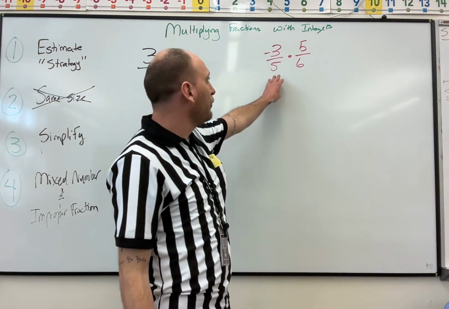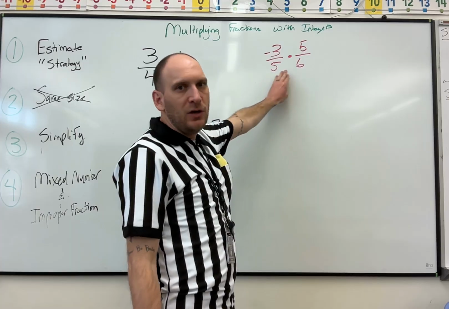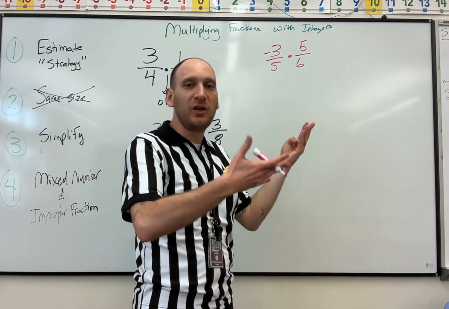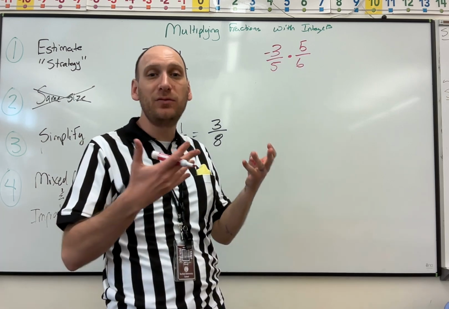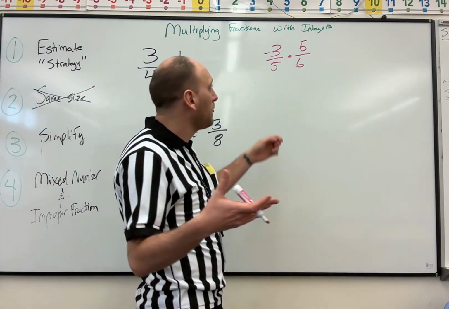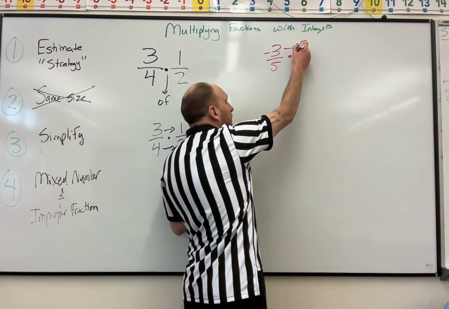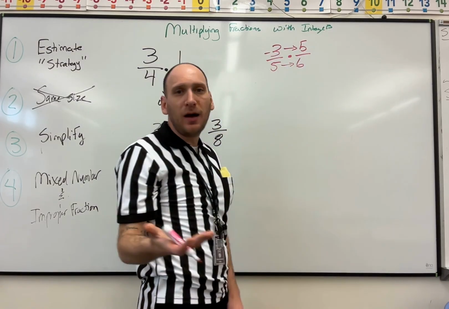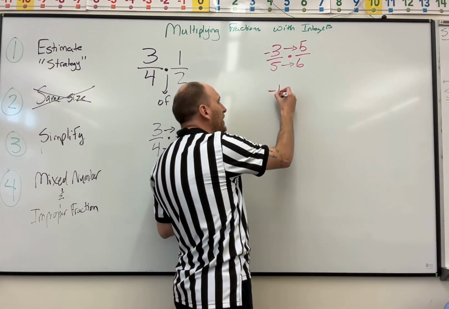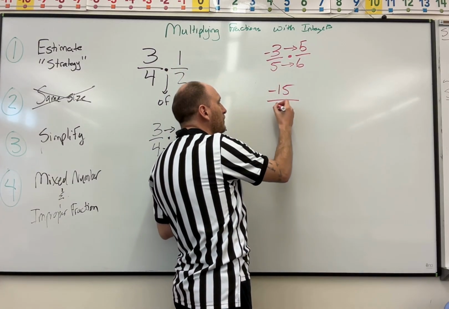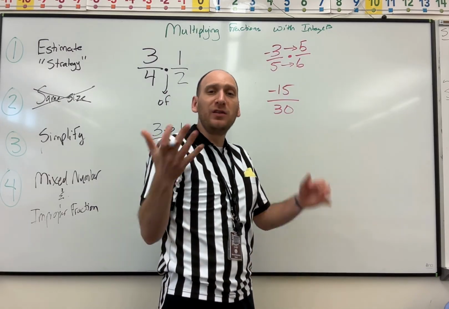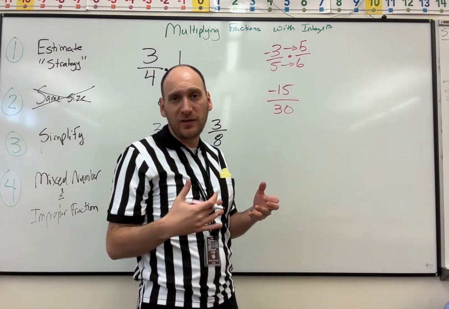Our first fraction is negative, and our second fraction is positive. A negative times a positive should give us a negative answer, so our final answer here better be a negative number. In this case, again, we don't need a common denominator. We're just going to multiply straight across our fraction. So we get negative 15 over 30. And now in this problem, we can simplify our fraction this time.